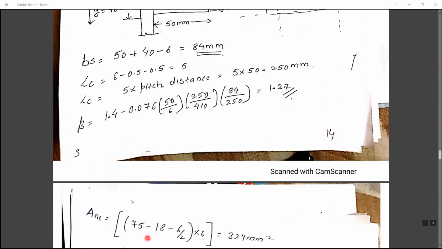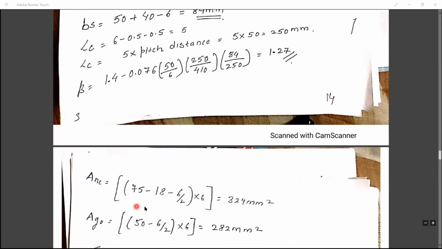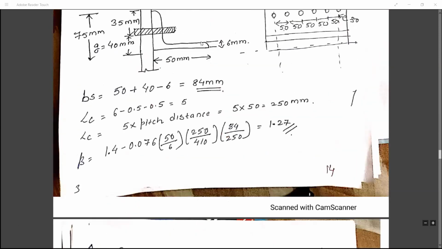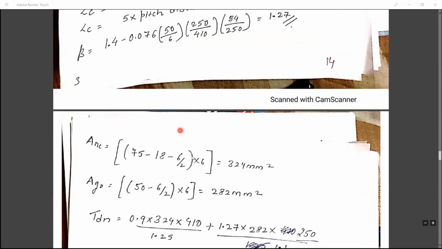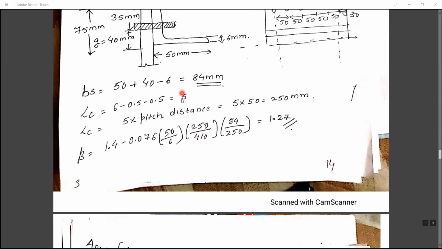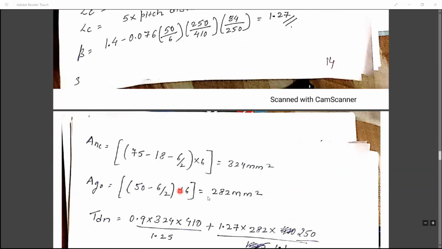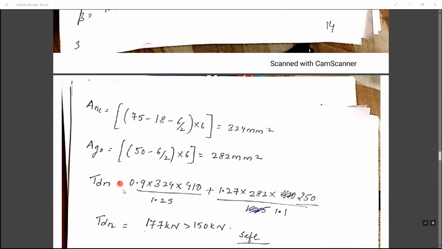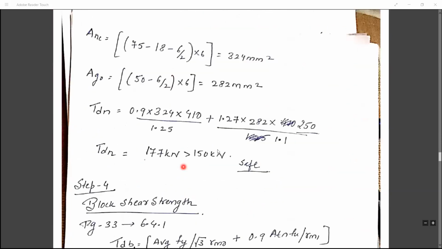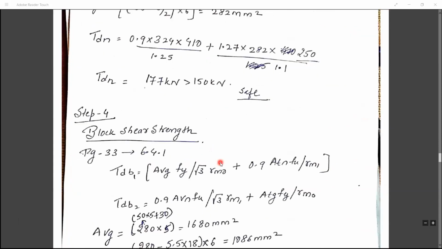So now ANC, you know that ANC already we have done with respect to the net sectional area: 75 minus this bolted connection, 16 plus 2, 18. 18 minus 6 by 2 is the thickness, into thickness, that is 324 mm square. Then AG naught will be 50 minus 6 by 2, into 6, that is 282 mm square. So Tdn will be, after substituting this, the value you will get. So here you will get 177 kilonewton, which is more than 150 kilonewton, that is safe.